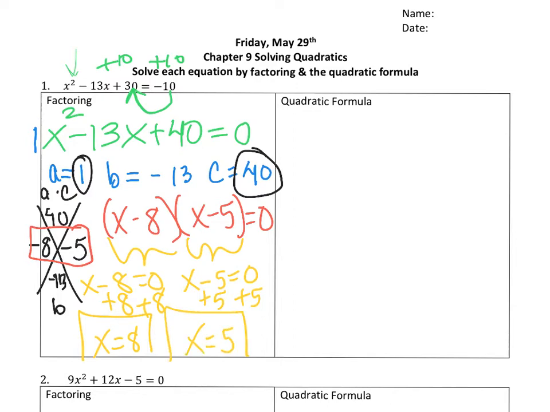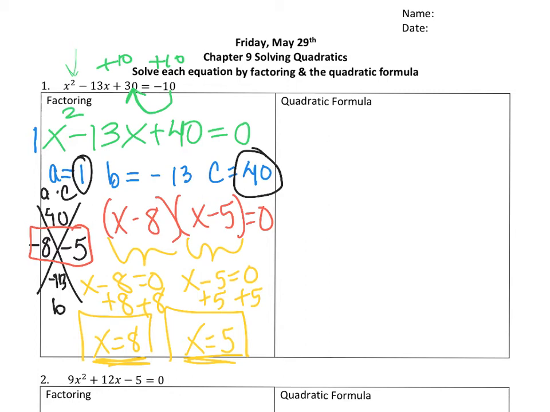Notice they're different values. X is 8 and x is 5. There are two different x values. You're always going to have two values. Sometimes they might be the same number. Sometimes they both might be positive. Some might both be negative. Maybe sometimes it'll say 8 and negative 8. Don't just always assume it's one thing.